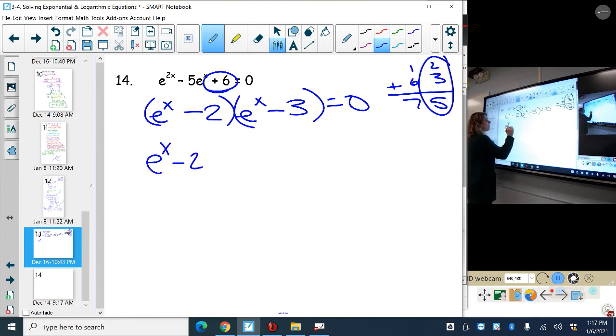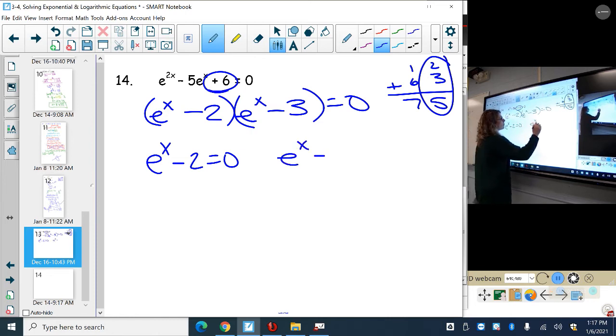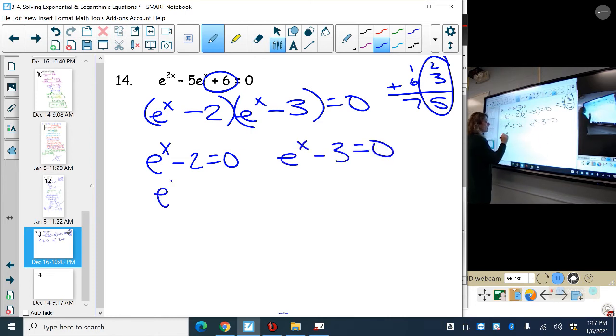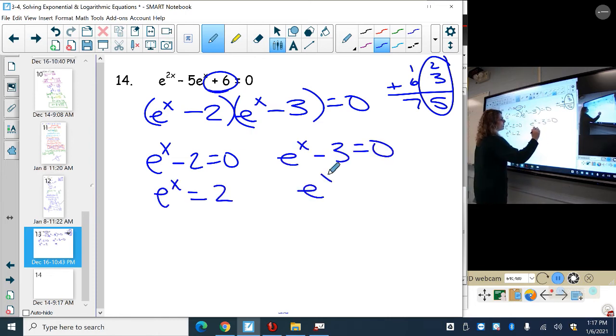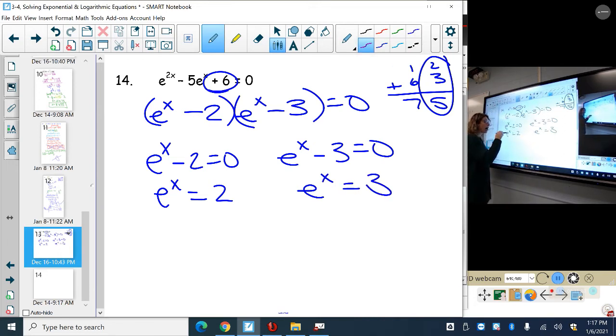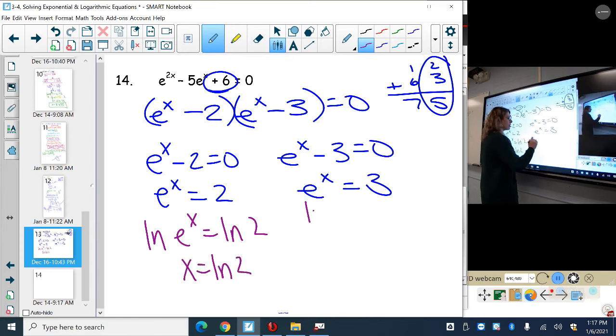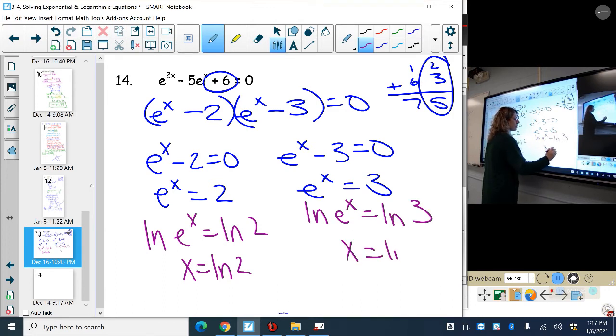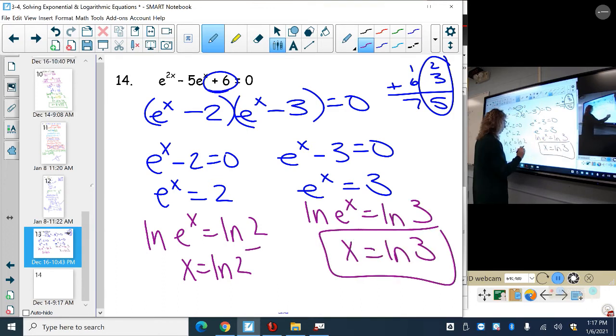So e to the x minus 2 is equal to 0, e to the x minus 3 is equal to 0, e to the x is equal to 2, e to the x is equal to 3. So now, how do I solve e to the x? I have to get rid of the base of e. The only way I can do that is by taking the natural log of both sides. So x is equal to the natural log of 2. Same thing over here. x is equal to the natural log of 3.